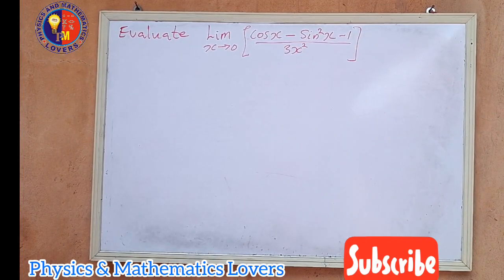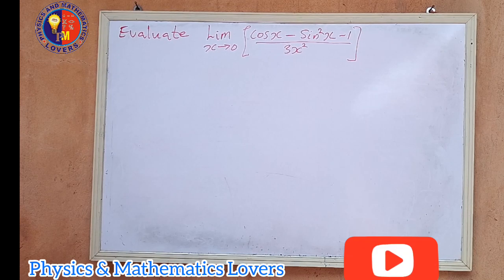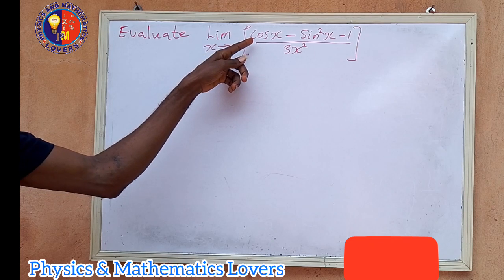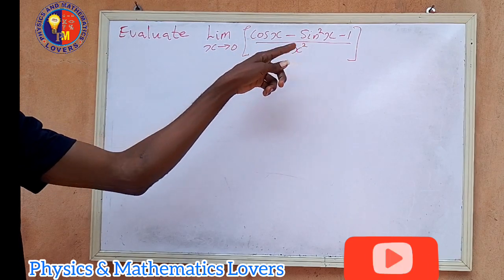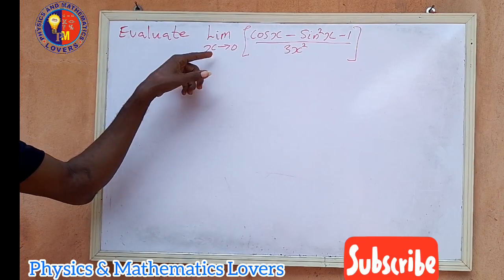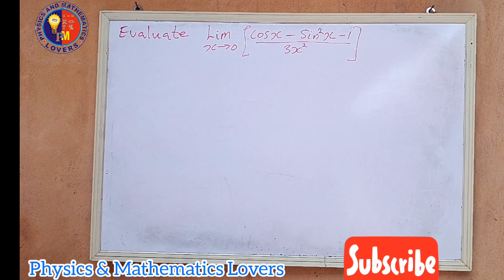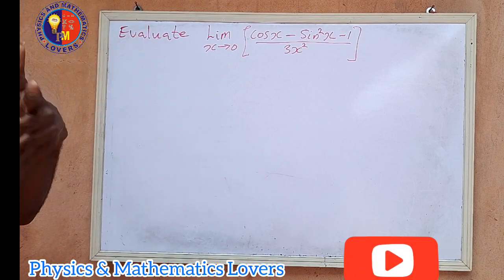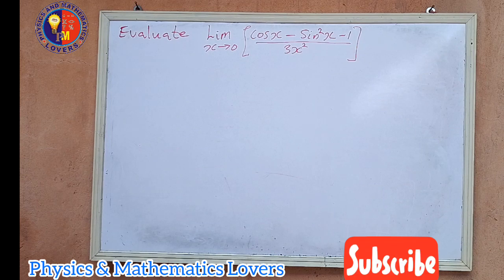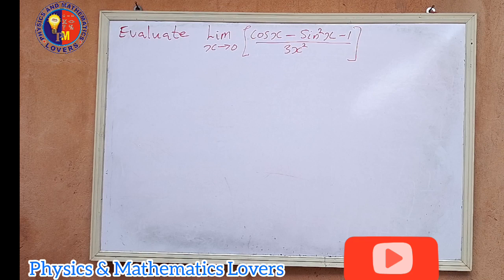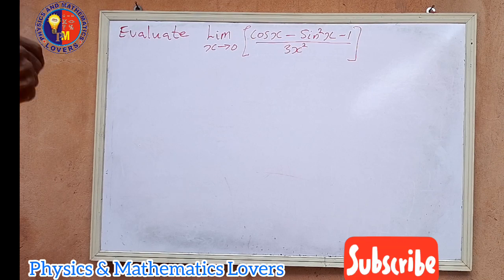Before us here is a question on limits of functions. We are asked to evaluate the limit of (x cos x minus sine squared x minus 1) all over 3x squared as x tends to 0. This kind of question, I want us to carry out algebraic simplification and manipulation. I don't want us to use L'Hopital's rule. Using L'Hopital's rule, you're going to achieve your answer, but let us not use it that way. Let's try to work towards obtaining the answer that relates to standard limits.